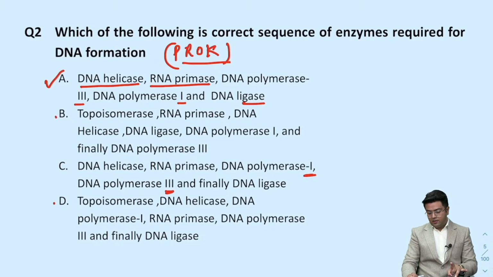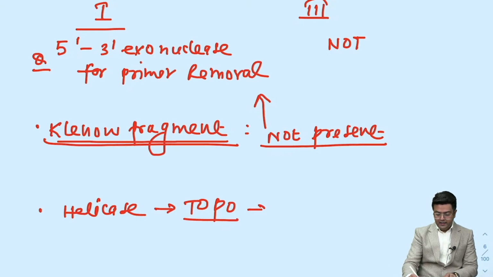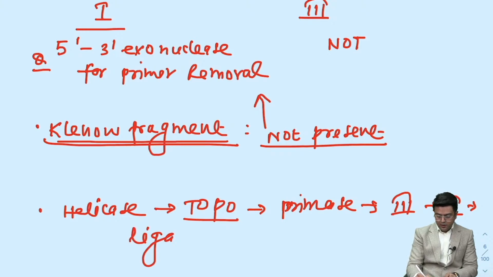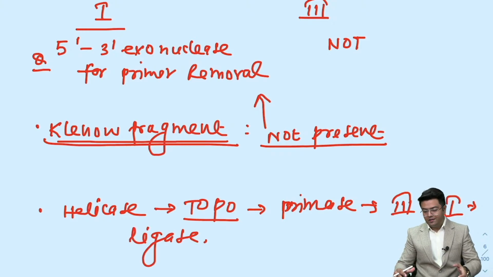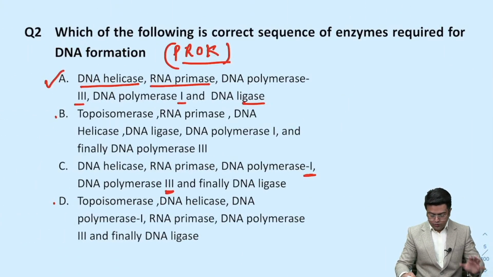So guys, in case the options change, topoisomerase will come after the helicase. If the option is given in such a way that helicase then topoisomerase, that is correct. Then they give RNA primase, then the third, then the first, and then ligase in the end. Topoisomerase, though it works simultaneously with helicase, but initially the helicase starts the process. That's it, guys. Nothing more than that you should know.